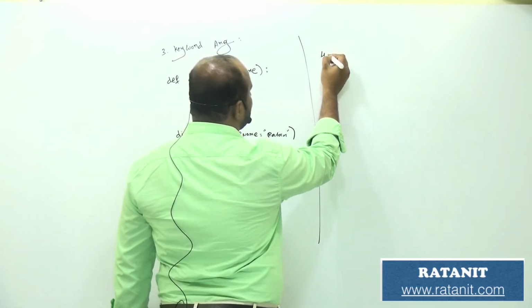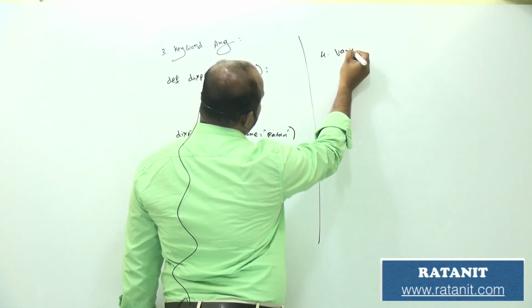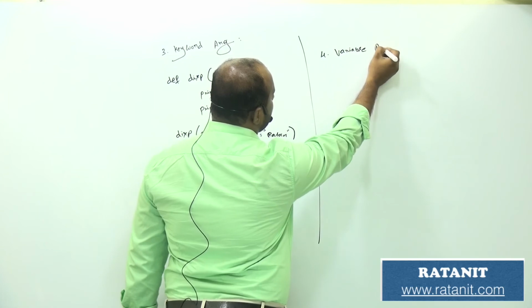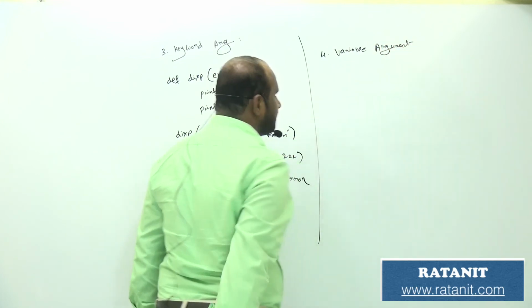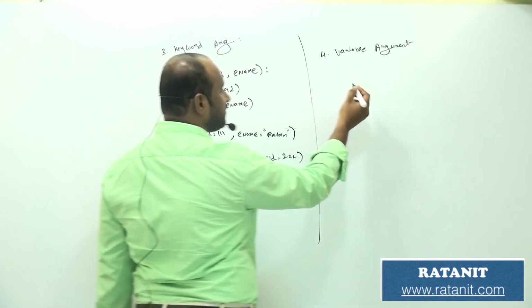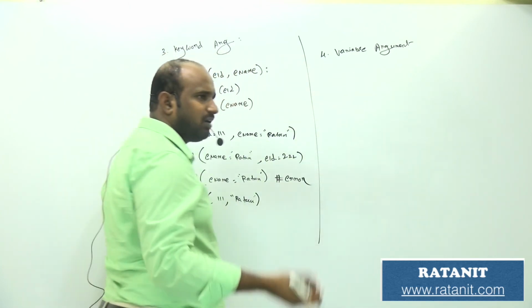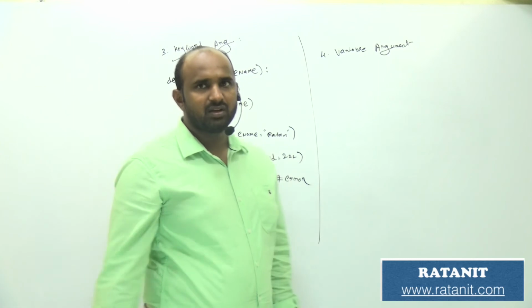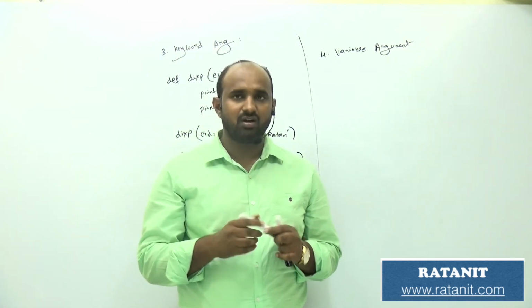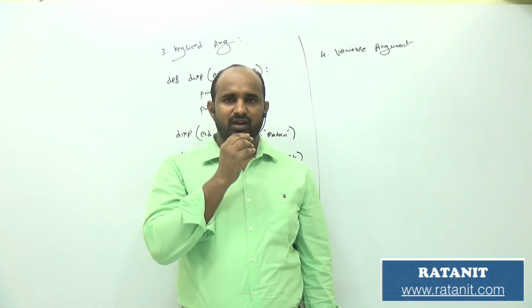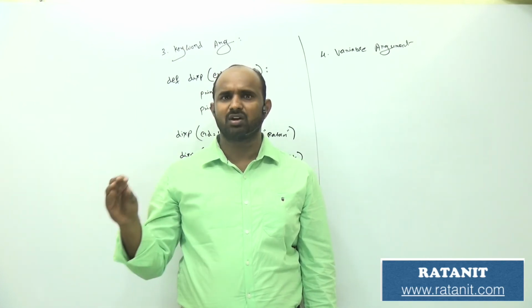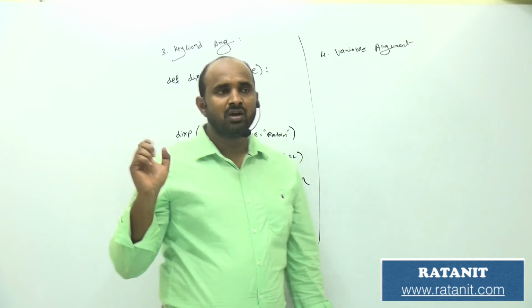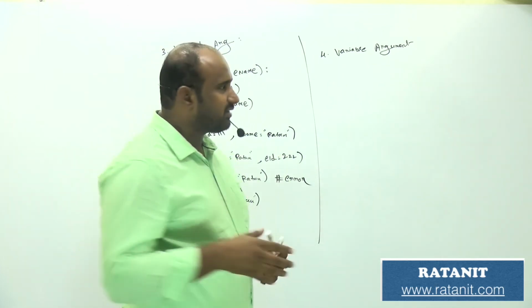The last one, the fourth type, is what? Variable argument, right? Coming to the variable argument function, we can pass n number of arguments. Variable argument means what? We can pass n number of arguments. See, in the previous example we were passing 2 arguments, 3 arguments, right? Good. Variable argument means you can pass n number of arguments.